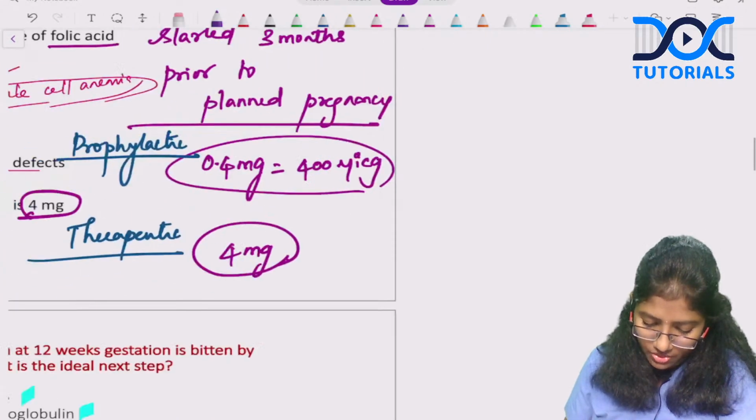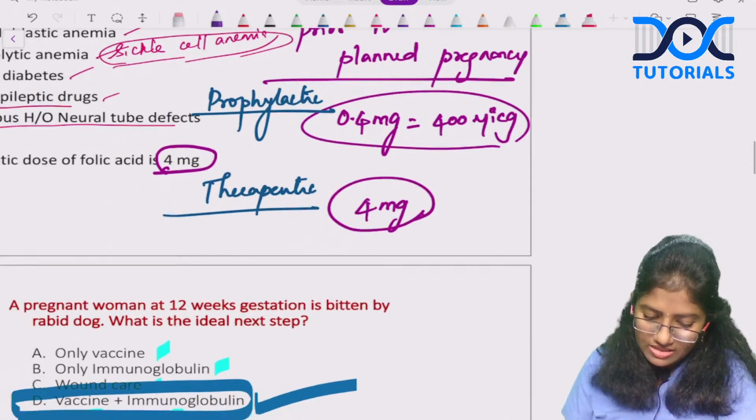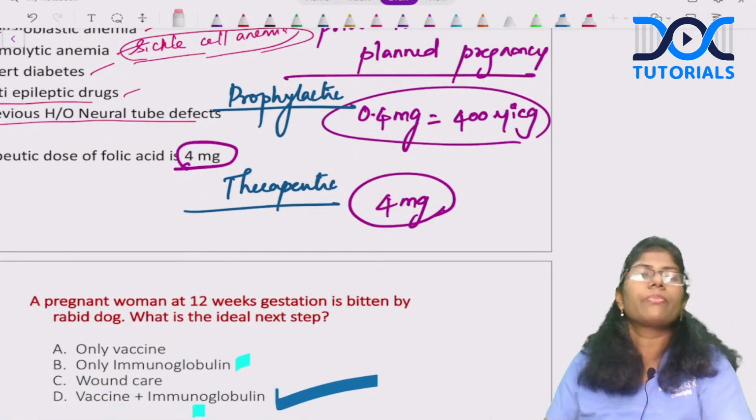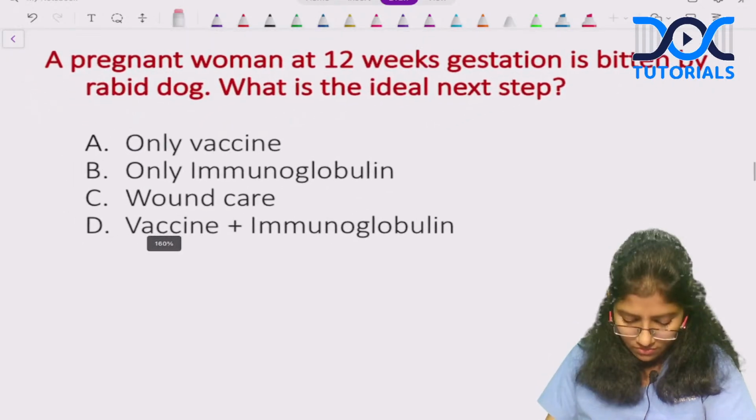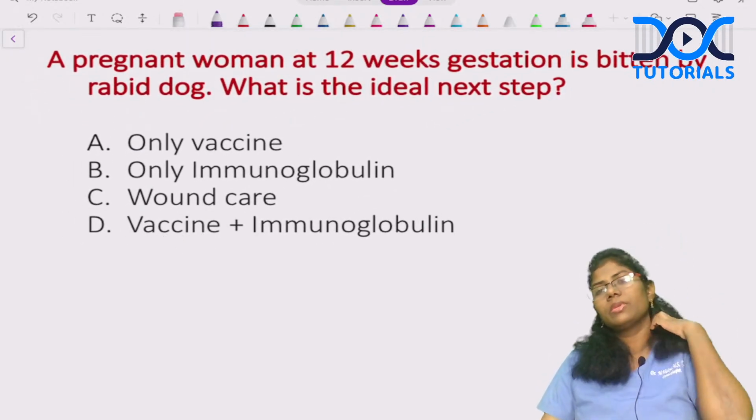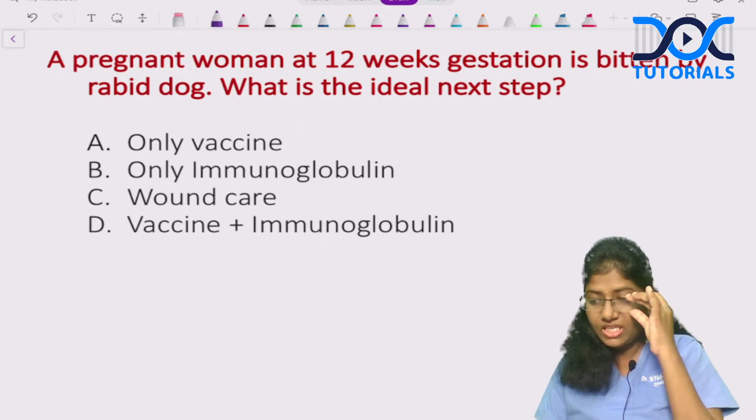Vaccination during pregnancy. The next question is on vaccination during pregnancy. All of you will see this question.